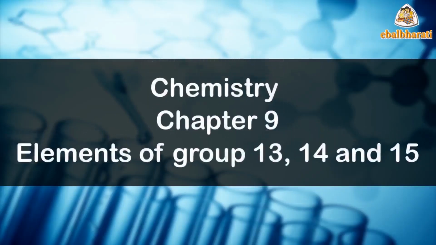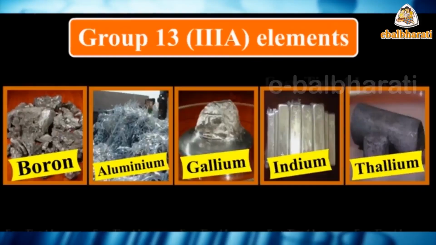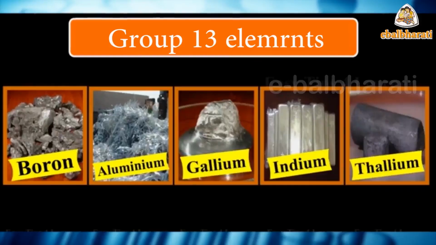Students, let us study Chapter 9 of chemistry today, elements of group 13, 14 and 15. In this chapter, you are going to study the elements of group 13, 14 and 15 in some detail. The elements boron, aluminium, gallium, indium and thallium constitute group 13, called the boron family.